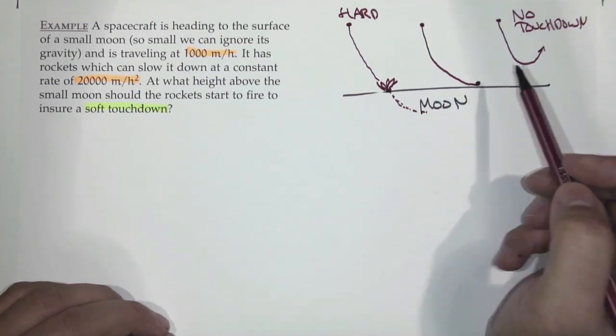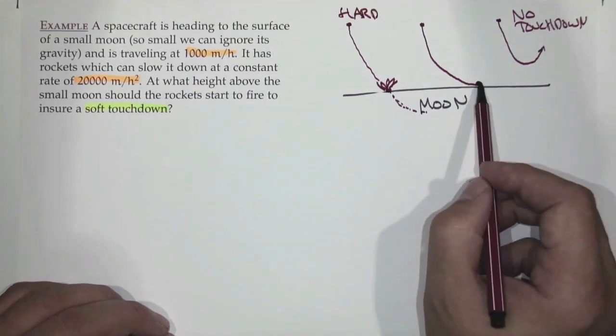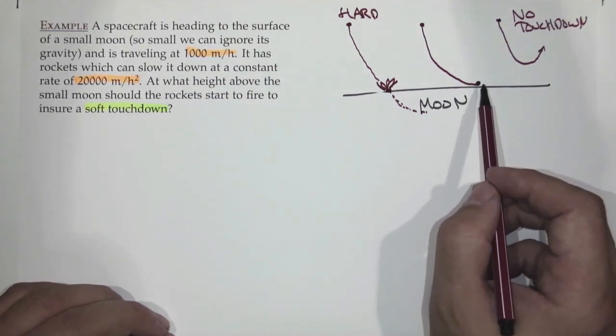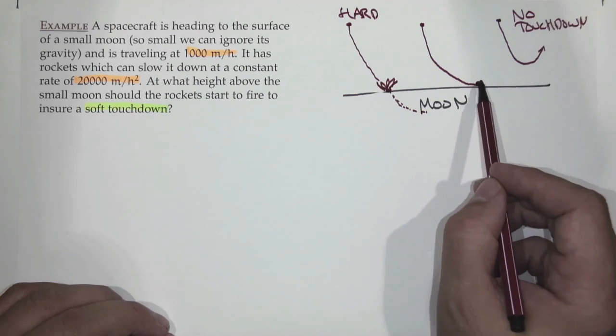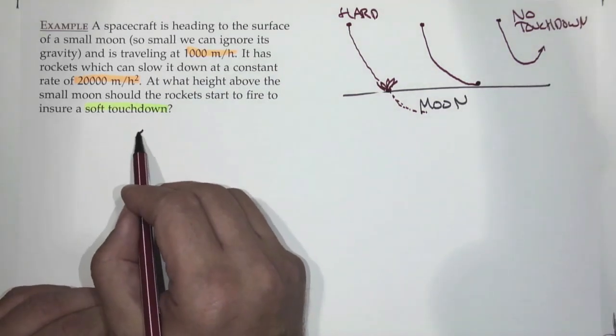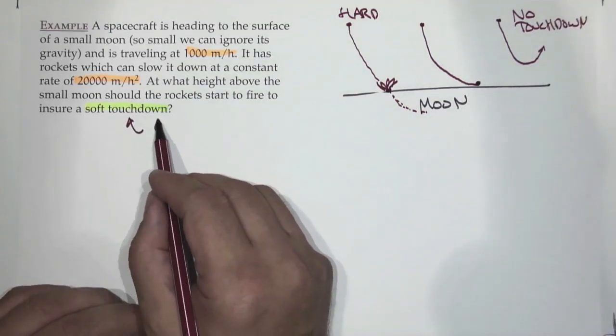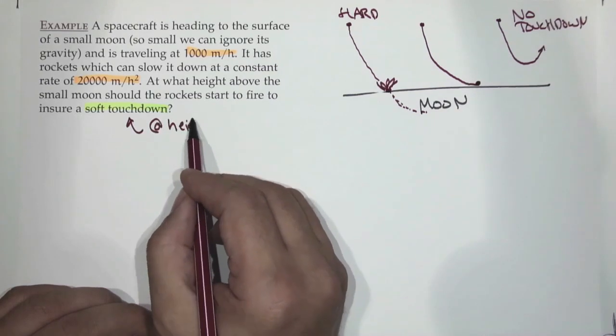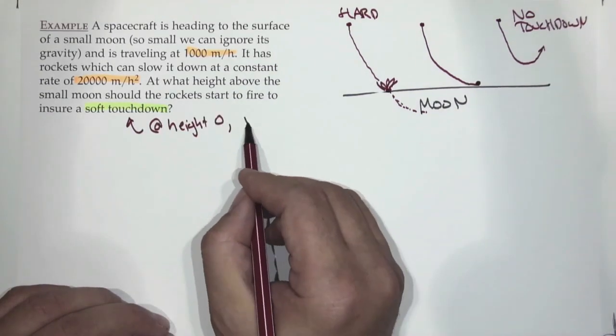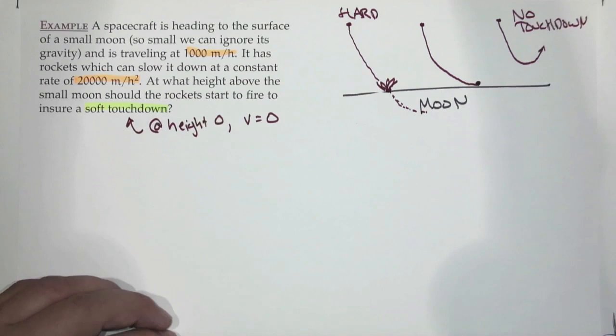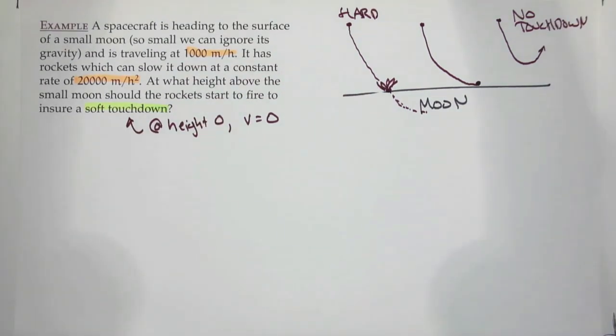So we want it so that when we hit the surface, we're not moving. We've stopped, but we're at the level. So soft touchdown, the interpretation is at height 0, the velocity is 0. Okay, great. So that's that part. Well, let's see if we can figure this out. Now, a couple of things.